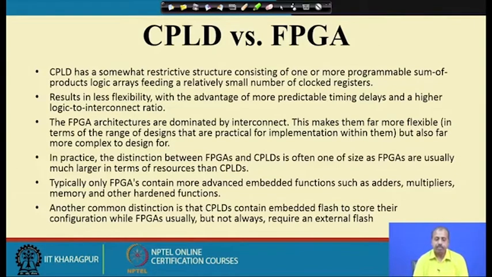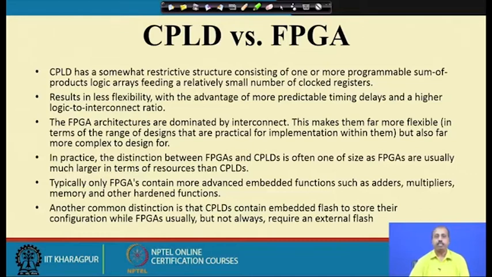So, that way advanced FPGAs will contain adders, multipliers, memory and other functions which are not available in case of CPLDs. Another common distinction is that CPLDs contain embedded flash to store their configuration, while FPGAs usually, but not always, require an external flash. So, CPLD devices have a flash memory within them. So, even if the power is switched off, the flash will contain the configuration program. So, when it is turned on, the CPLD functionality remains the same.